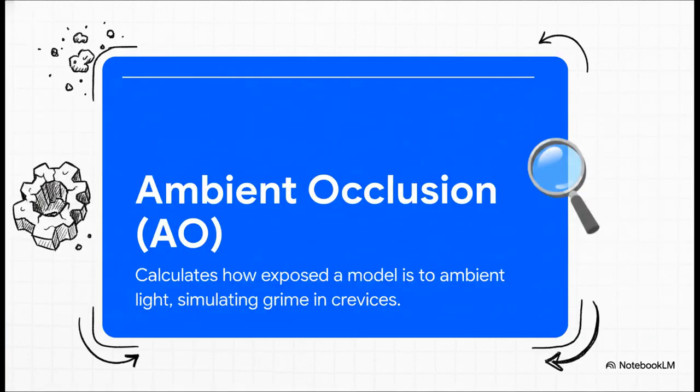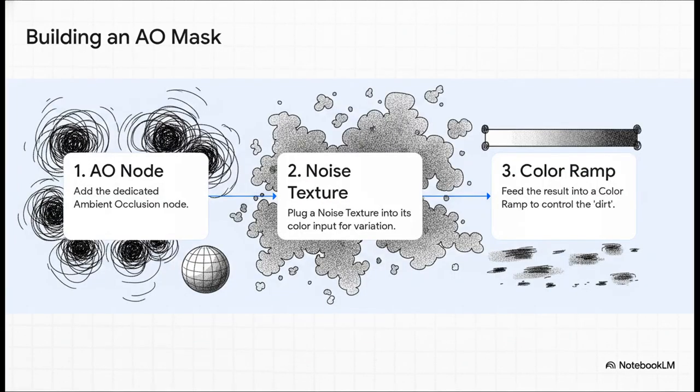And our final mask is ambient occlusion, or just AO for short. Put simply, this just calculates all the nooks, crannies, and corners that are kind of shielded from the main light source. And in the real world, where do things get dirty? Exactly in those spots. It's perfect for simulating accumulated dust and grime. And the best part is, Blender makes this ridiculously easy. There's literally a dedicated ambient occlusion node.